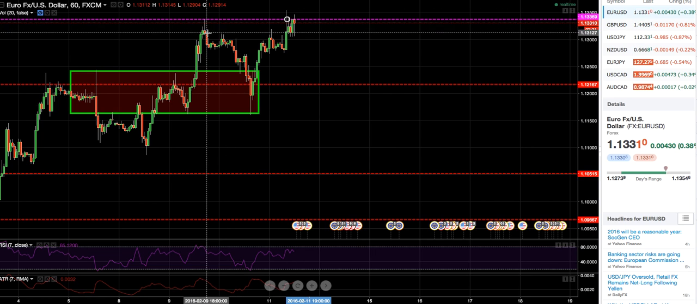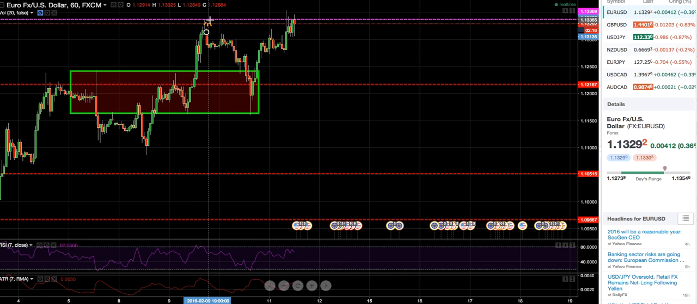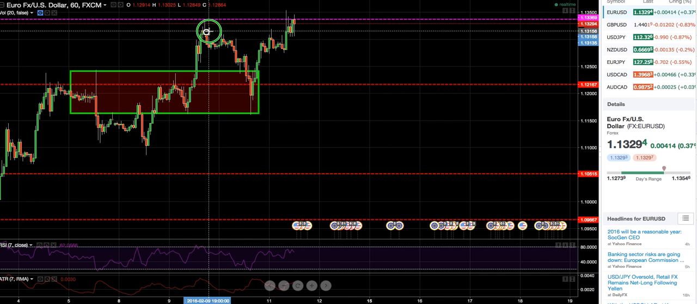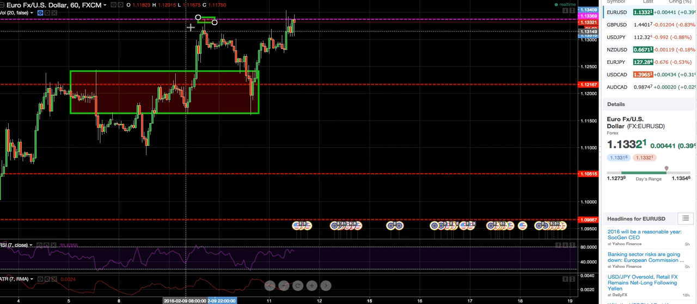So for example, if I take this pin bar right here, you can see that the market came up into this level right here, but then got sucked right back down. That means that something happened right here. We can call this a clue.